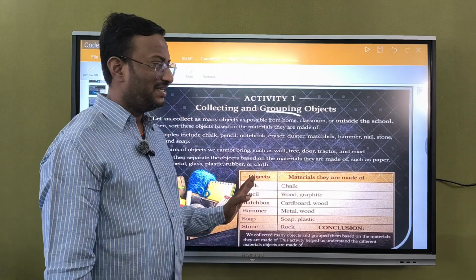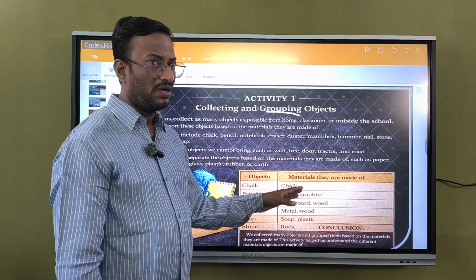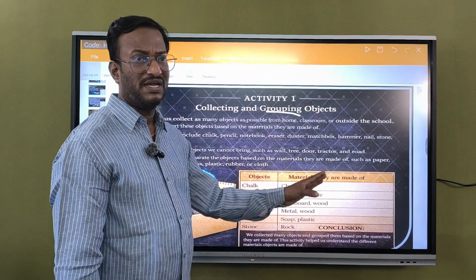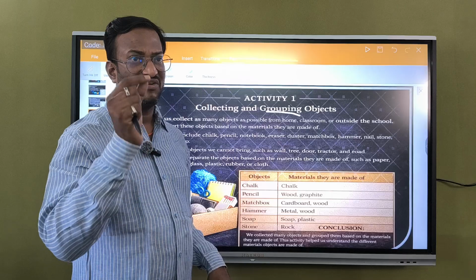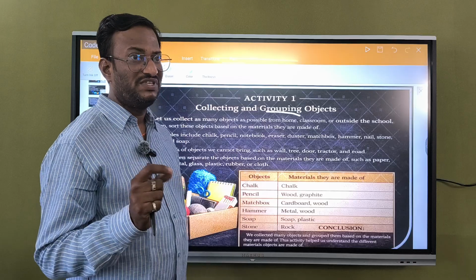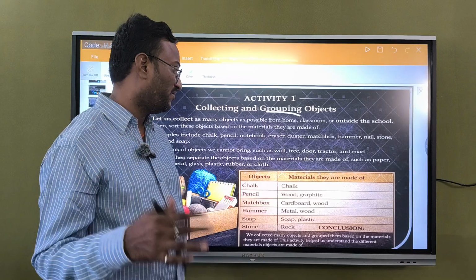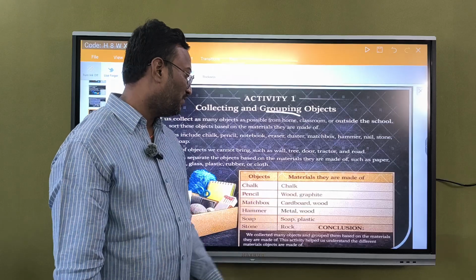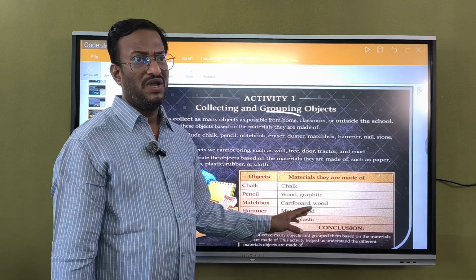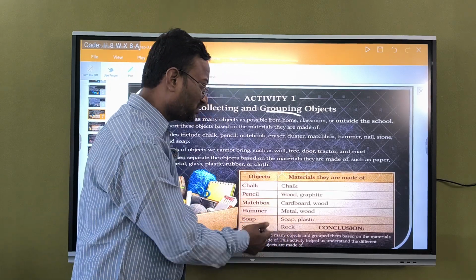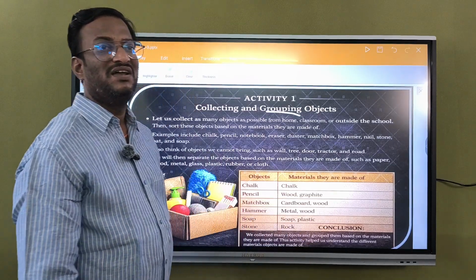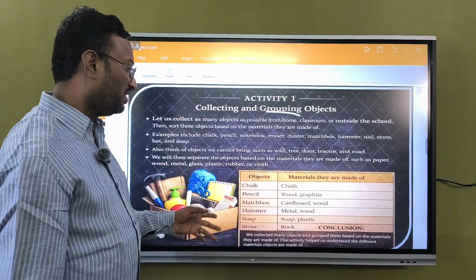Chalk is made of chalk. A pencil is prepared from wood and graphite. The thing we write with, which is black or almost dark in color, is made of graphite, which is a carbon compound. We will study it one by one. A matchbox is made of cardboard and wood. A hammer is made of metal and wood. A soap box is made of plastic. A stone is made of rock. Likewise, different objects are made of different materials.